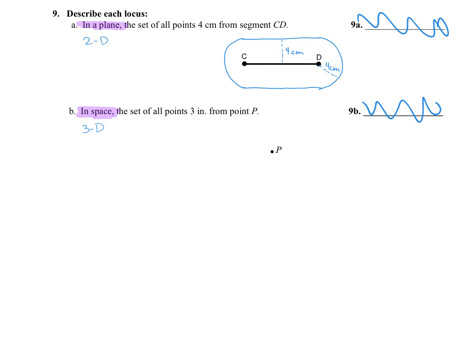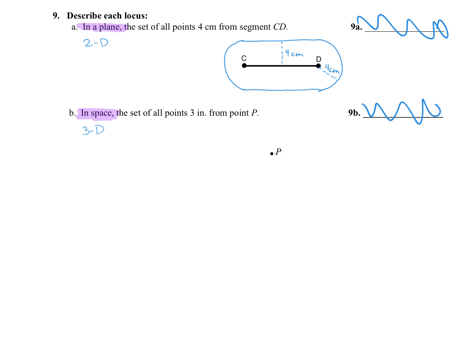Okay, letter B. In space, the set of points 3 inches from point P. What are you going to get? A sphere, right? Everything 3 inches from point P in 2-dimensional would be a circle.